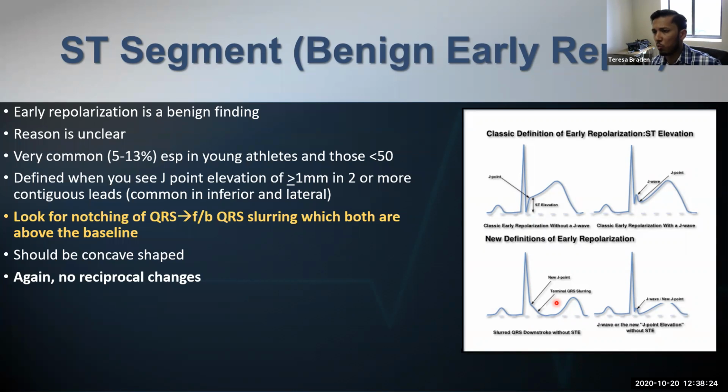All right, no question. So what is it? What is benign early repol? It's early repolarization. That's a benign finding. Very eloquent, right? We don't really know why it happens though, which is interesting, but it's common, we just don't know why. Very common in young athletes.